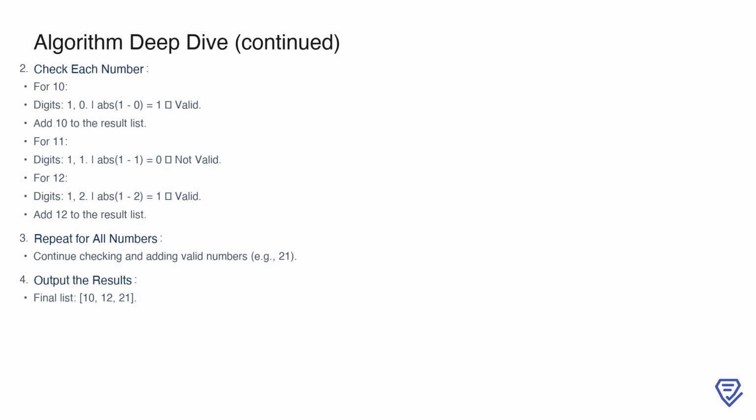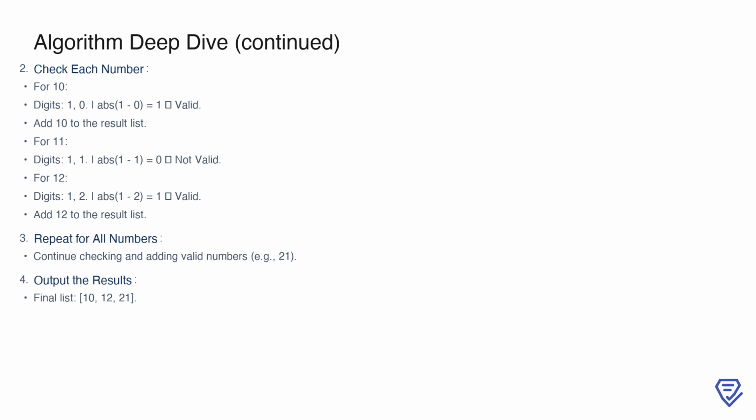Let's delve into the detailed process of checking each number. Take the number 10 as an example. First, we extract its digits, 1 and 0. Then, we calculate the absolute difference between these digits, which is abs(1 - 0), and find that it equals 1. Since this satisfies the stepping number condition, we add 10 to the result list.